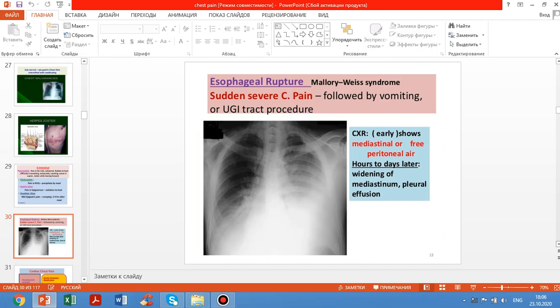Esophageal rupture, Mallory-Weiss syndrome: sudden severe chest pain following vomiting or upper gastrointestinal tract procedure. Early chest X-ray shows mediastinal or free peritoneal air. Hours to days later, widening of mediastinum, pleural effusion.